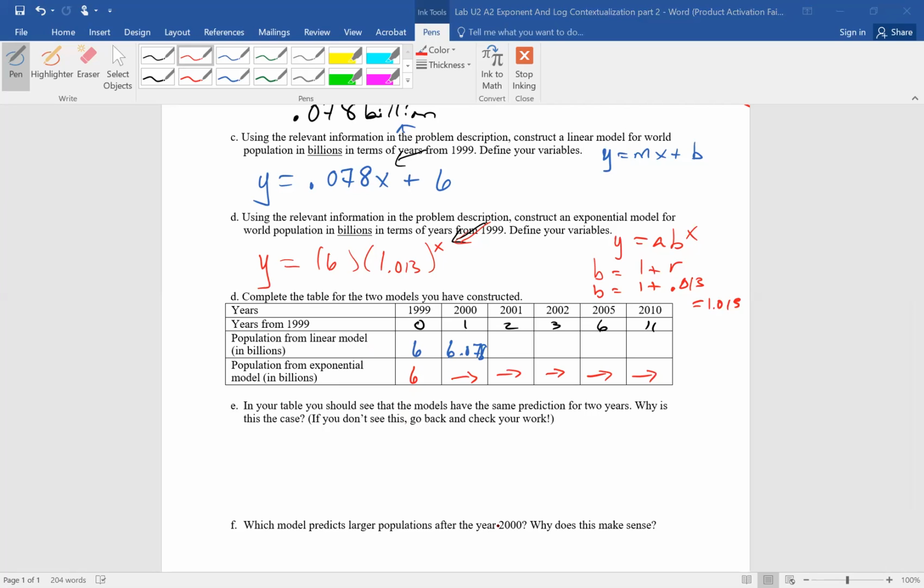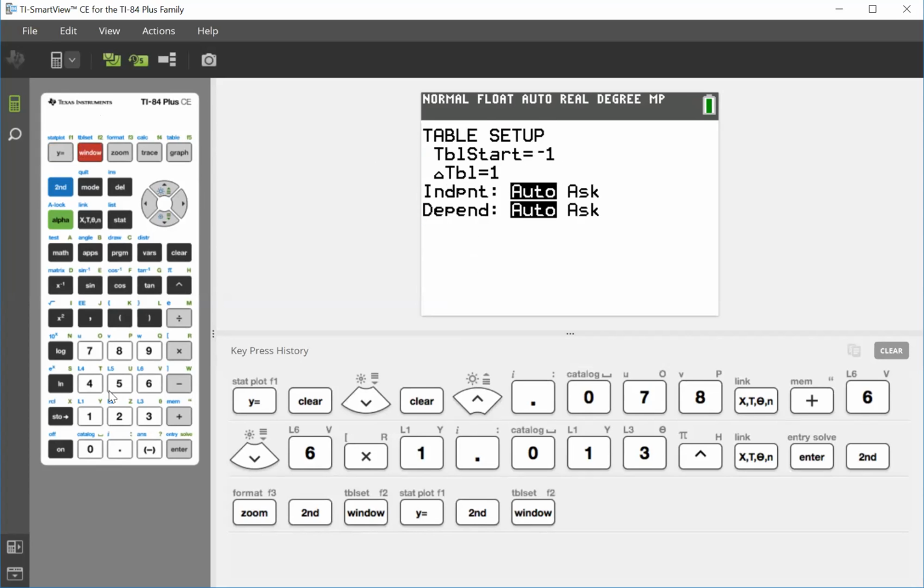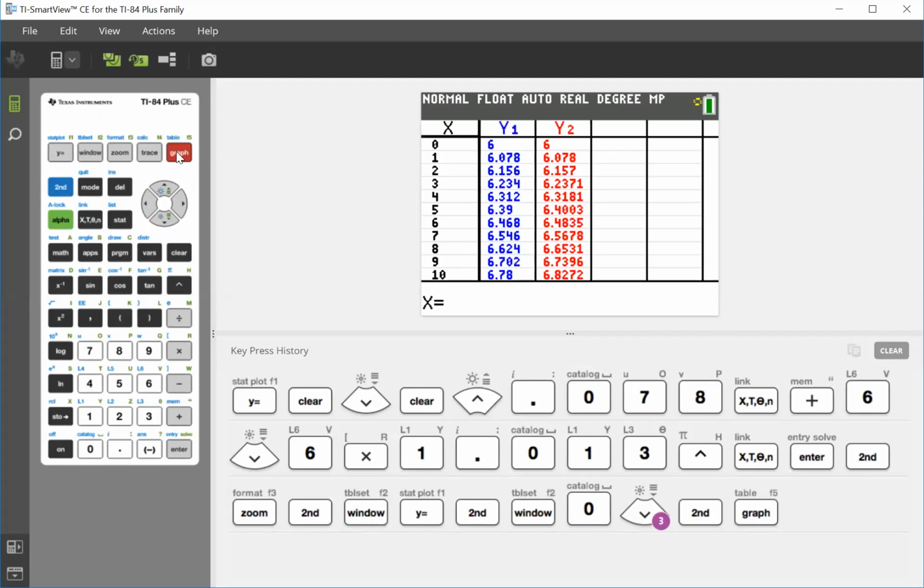But if I go back to my calculator, and hopefully I talk long enough, if you got it out, plug those in, check this out. You have a table feature in your calculator. So all you have to do is hit second table setup. In my table, I think they had it start at time 0, which meant 1999. And then in the table setup, that little triangle means the change in table, so the table is going to count by ones. And the independent and dependent just mean the auto feature. The calculator is going to automatically generate this table for you. So go ahead and check second table.